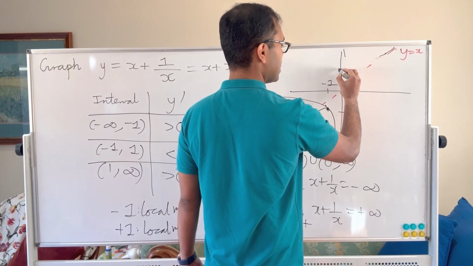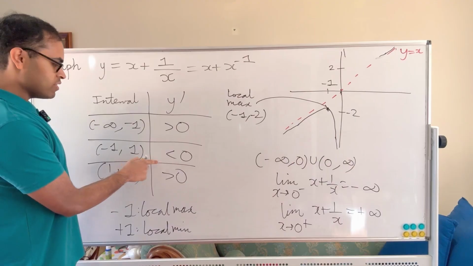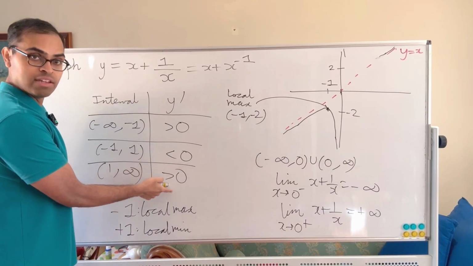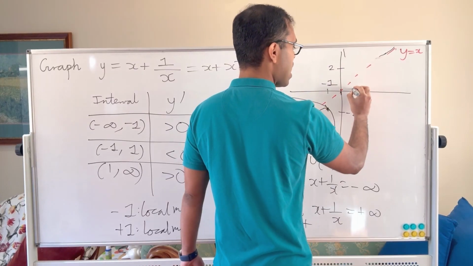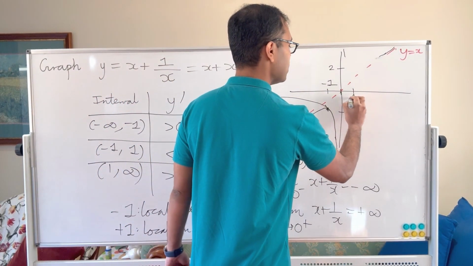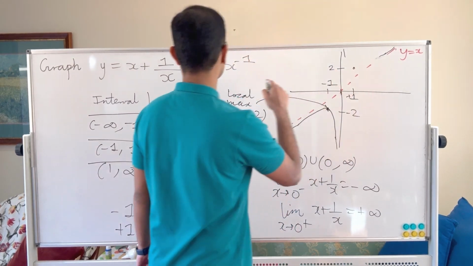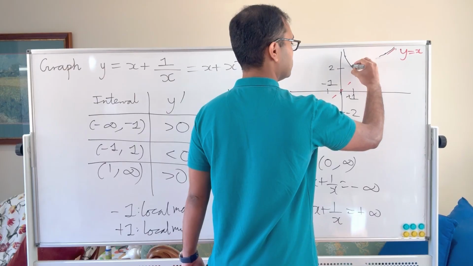And again, this time it's going to be your local min, when you have a sign change, your derivative is going to go from negative to positive. So it's going to be decreasing and then increasing. And at 1, that's going to be where your local min is. You notice that the value of your function is 2, 1 plus 1 over 1, which is 2. And you're going to get a function that looks like this.